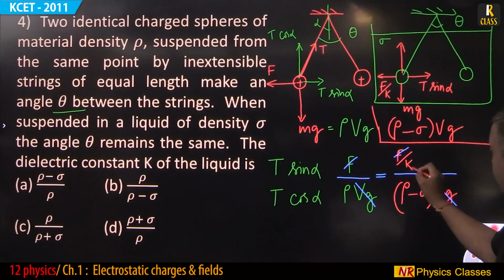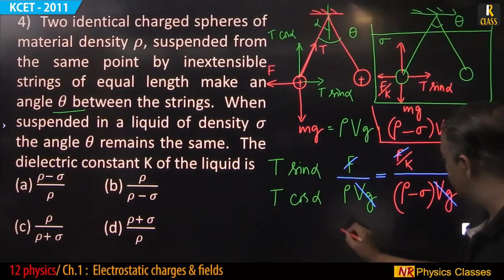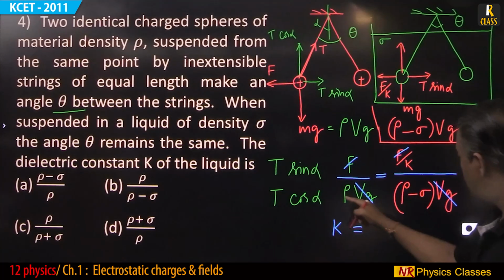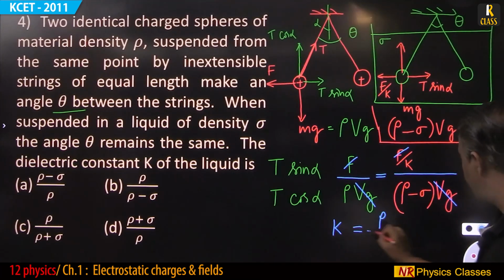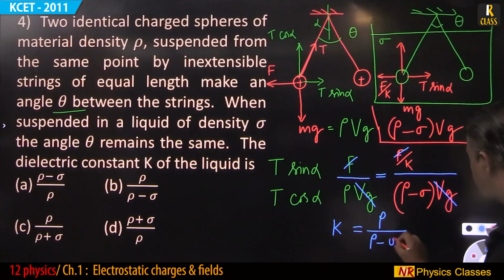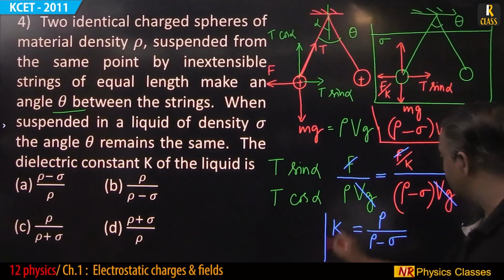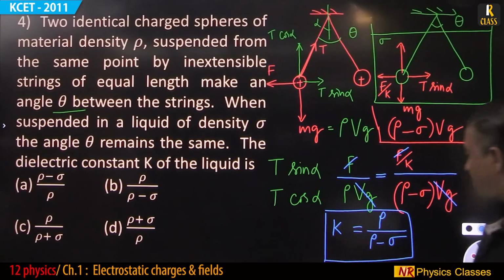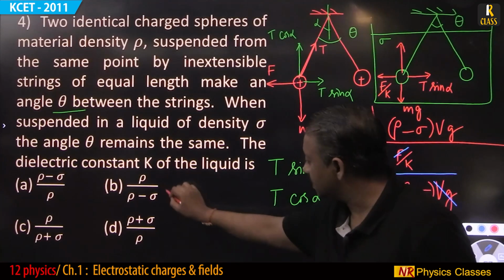What I want is dielectric constant. So dielectric constant K equal to, take this rho to the other side, rho by rho minus sigma. So this is the dielectric constant. So that's why we took this.